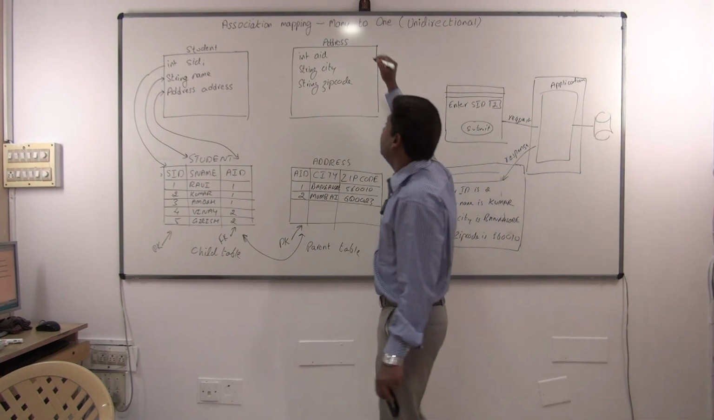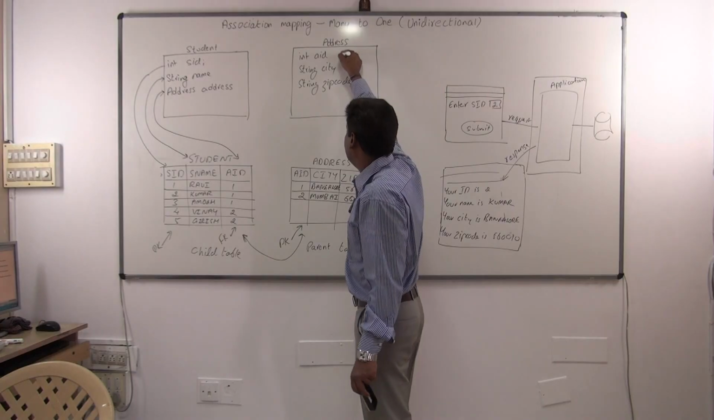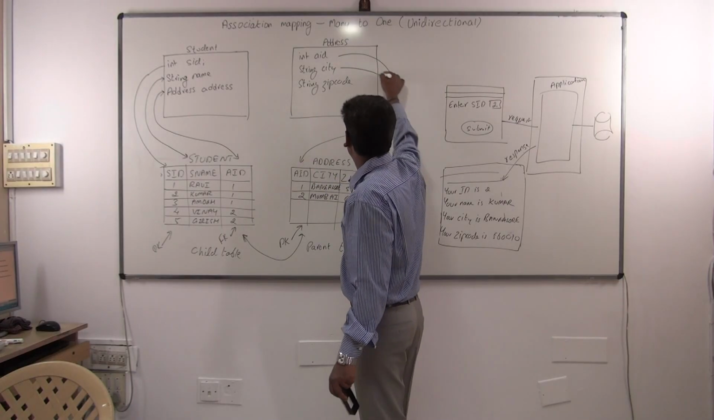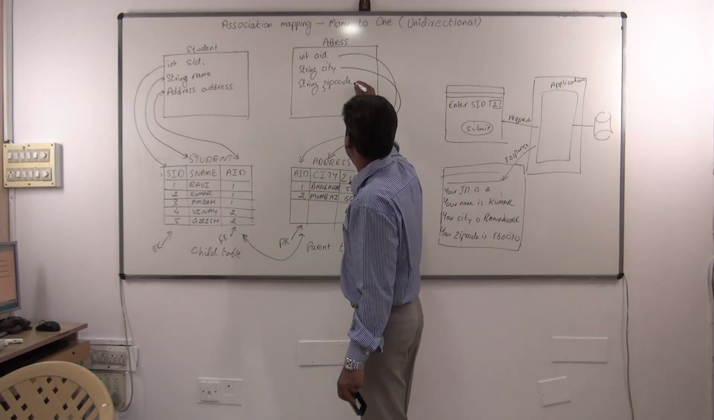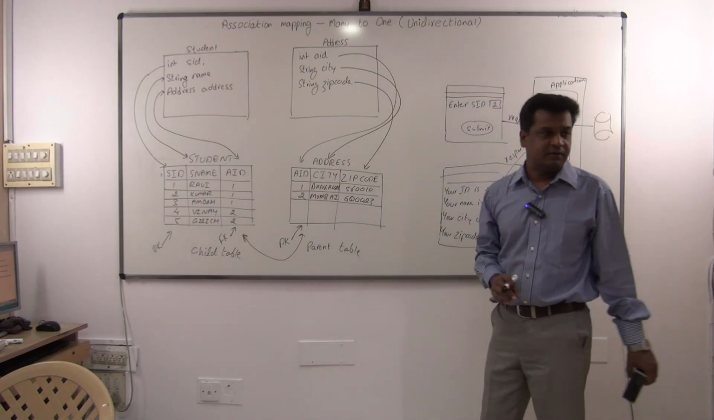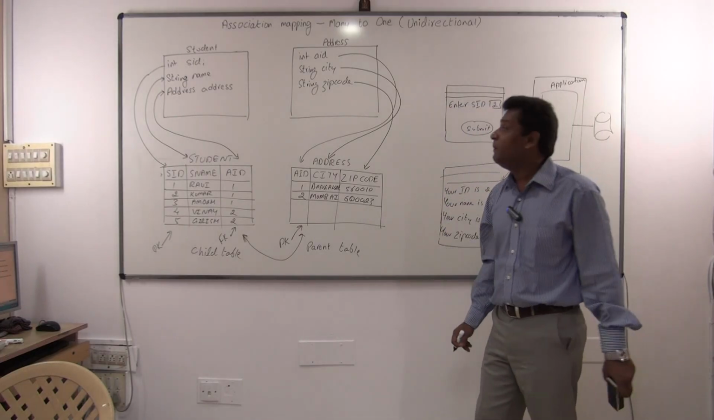And here, how do you do the mapping? See, this address ID will be mapped with this column. Then city will be mapped with this column. Zip code will be mapped with this column. So this is how they will be mapped. One tag you will use and you will do the mapping.